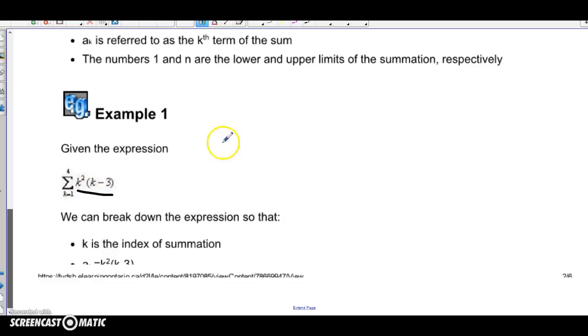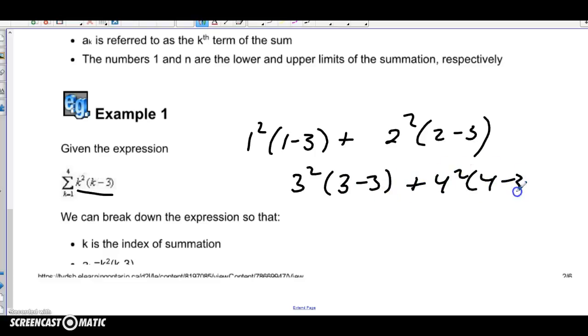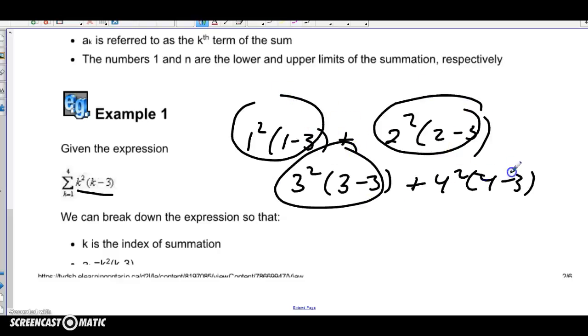So this is k squared. The first one will be 1 squared, 1 minus 3, and then you add to that 2 squared, 2 minus 3, and then the next term and the next term. There'll be 4 of them. So then it'll be 3 squared, 3 minus 3, and then plus 4 squared, 4 minus 3. Then just figure out what each of those is, and then add them together. So that's what's going on there.